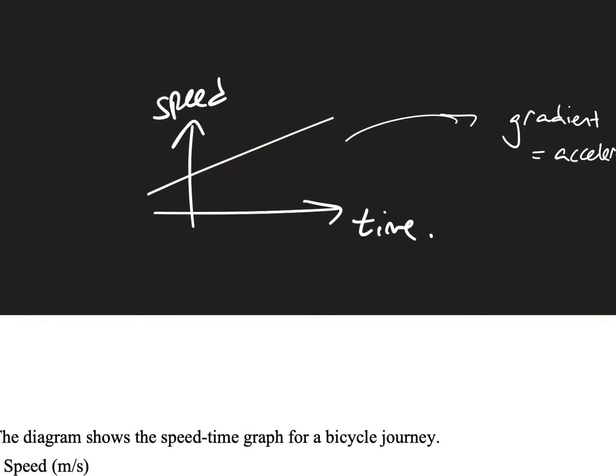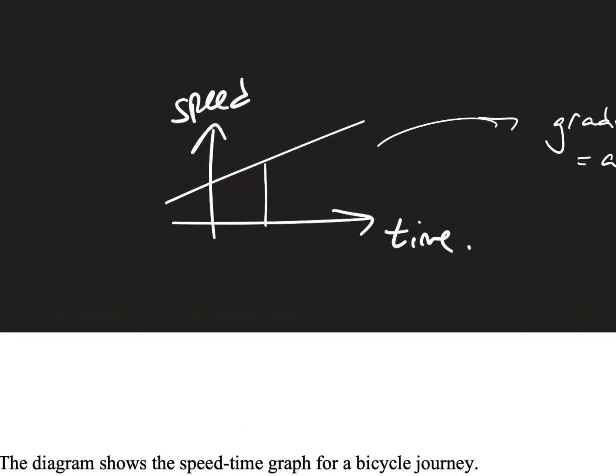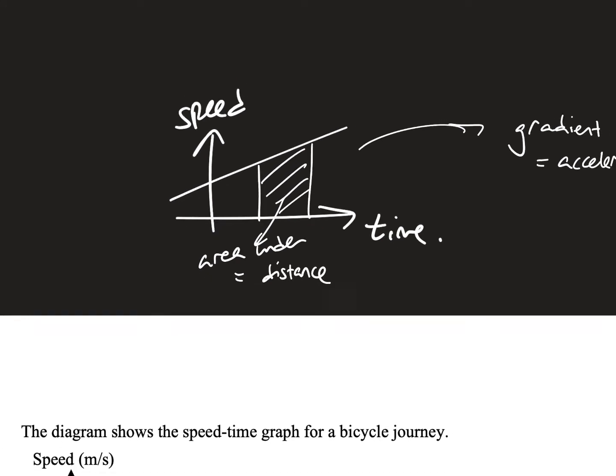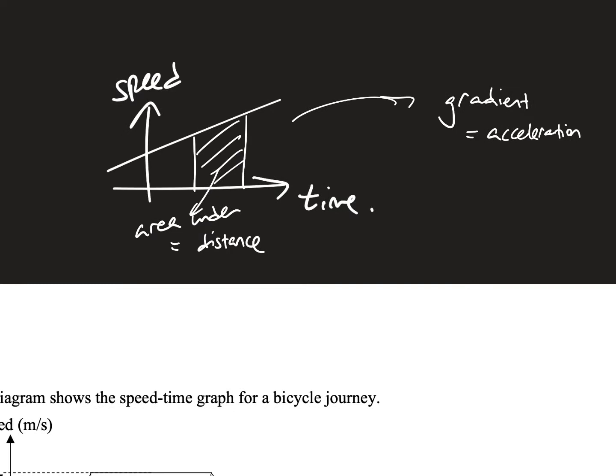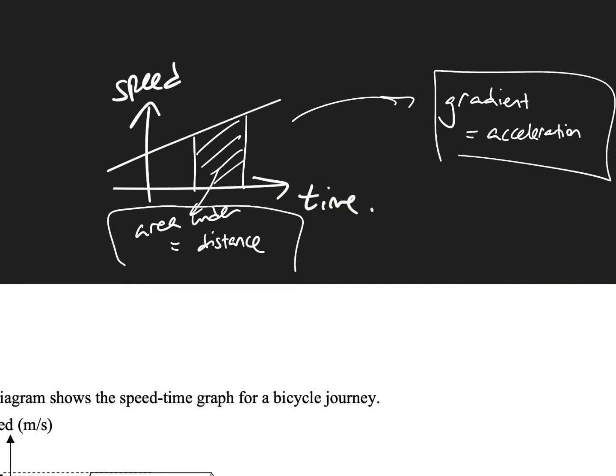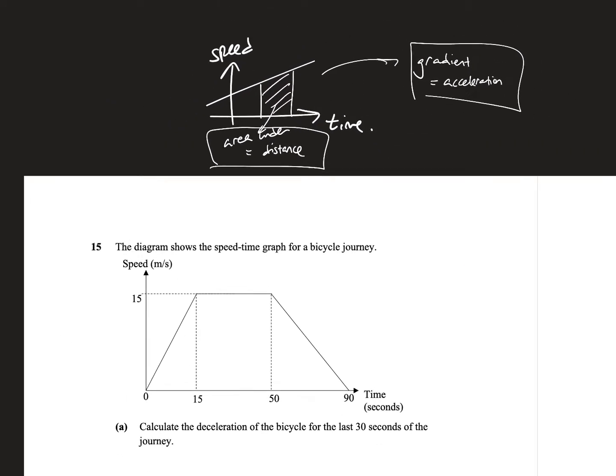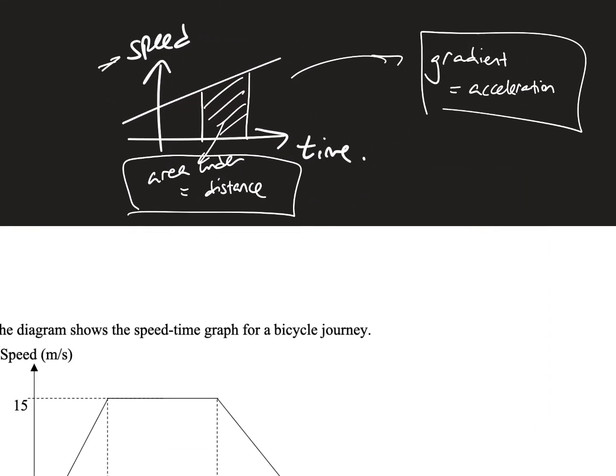The next thing I know is that the area under the graph gives me my distance. I won't go through a full derivation, but we're just going to use these two results to solve this question. And please note, this is for a speed-time graph. For distance-time graphs, it is a different set of rules, a different set of outcomes and results.